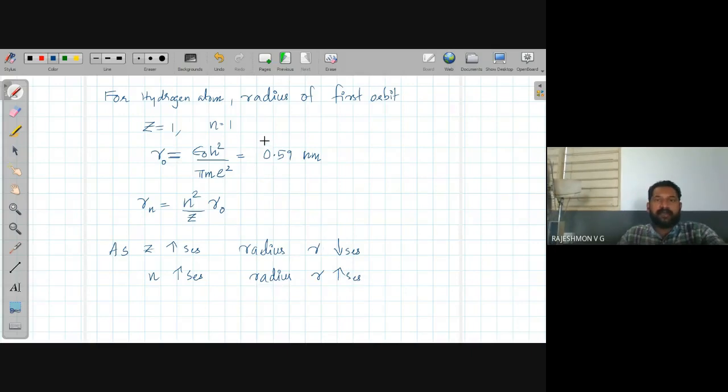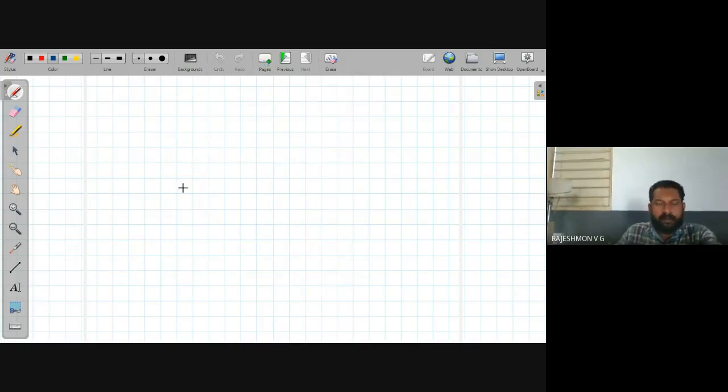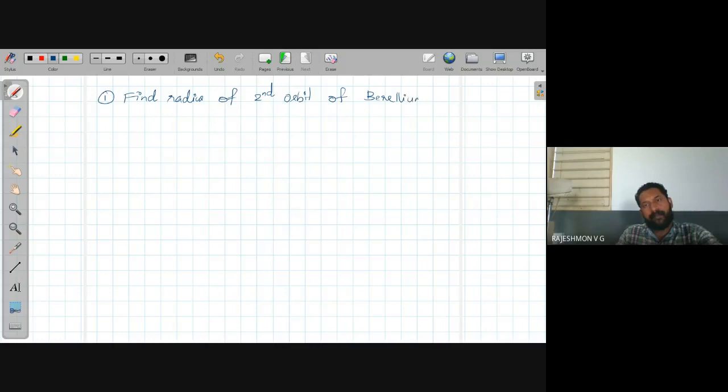So we can calculate the radius of a few atoms. Find the radius of second orbit of the beryllium atom. So what will be the answer? Here, find the radius of second orbit of beryllium atom.